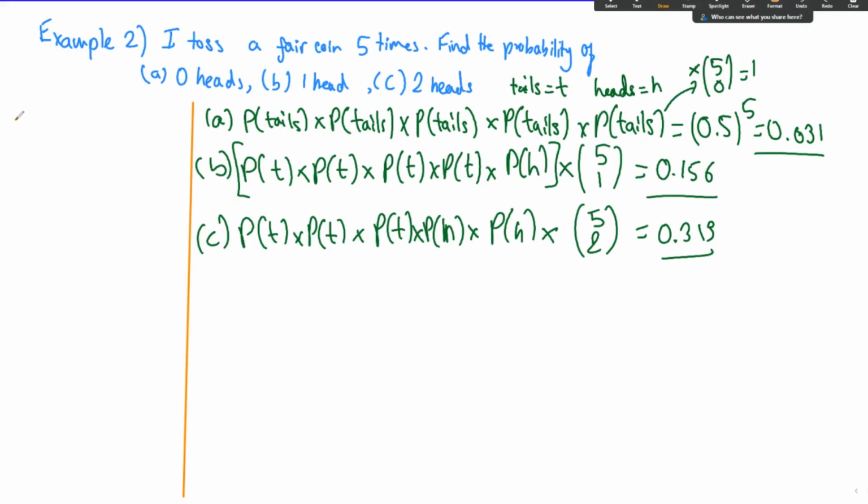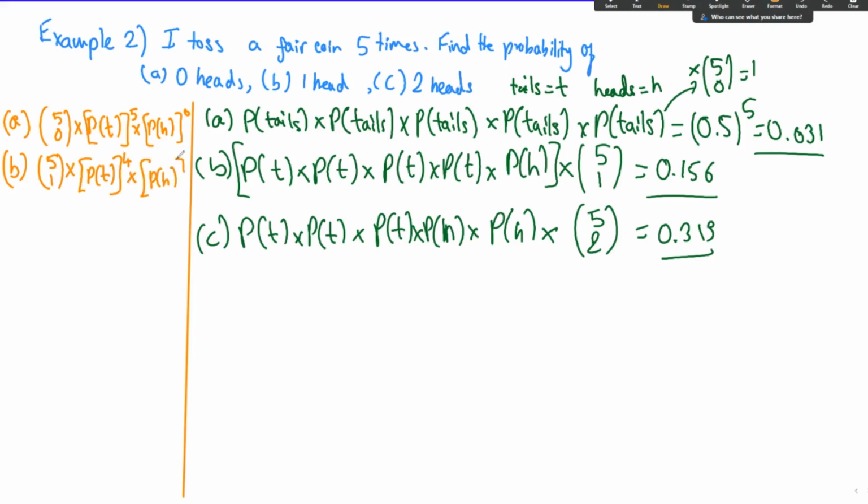So now what we can do is generalize this. Here we said it's 5 choose 0, times the probability of tails to the power of 5 times the probability of heads to the power of 0, because we have no heads, so the power of 0 is 1 and it'll work. And then here we're multiplying it by 5 choose 1. We're multiplying that by the probability of tails. This time we have 4 tails involved, so we will put it to the power of 4, and then the probability of H will just be to the power of 1.